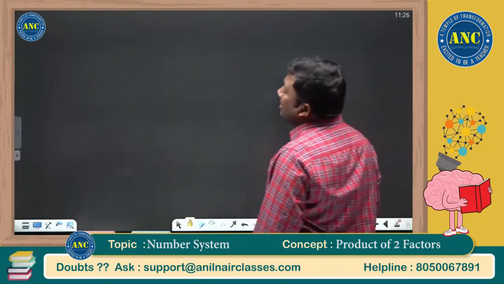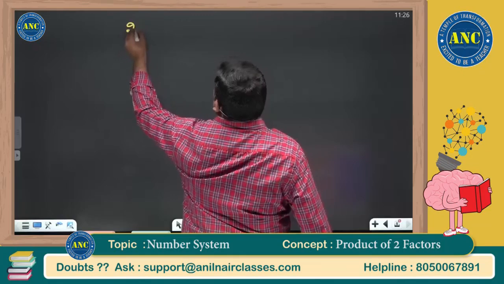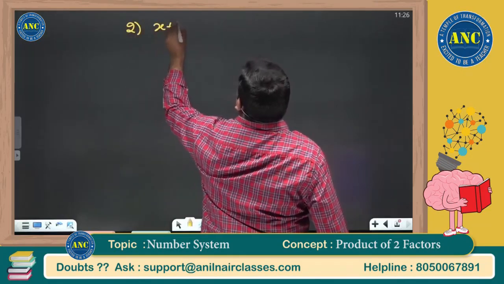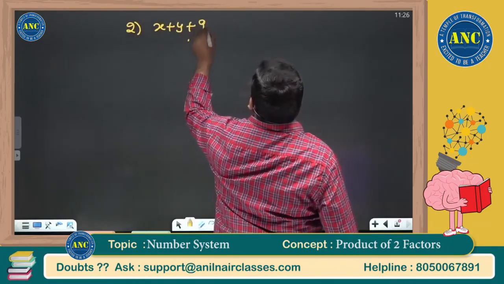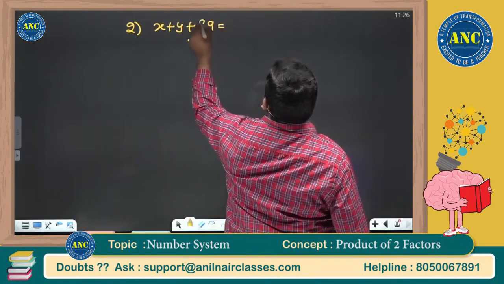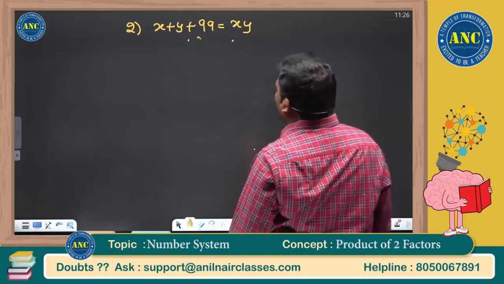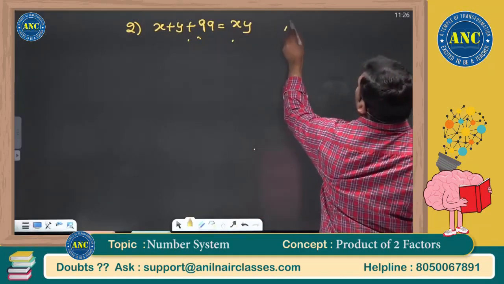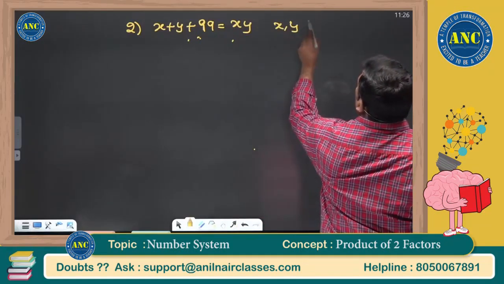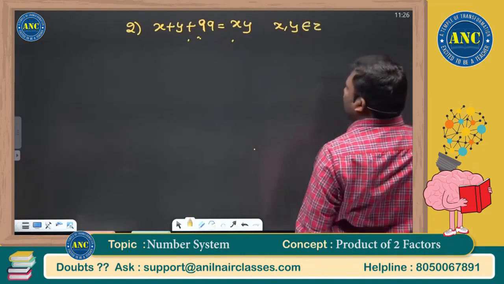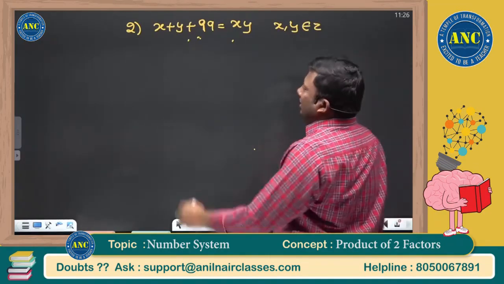Second question. What is the second question? x plus y plus 99 equivalent to x into y. x and y are integers. How many values will x take?